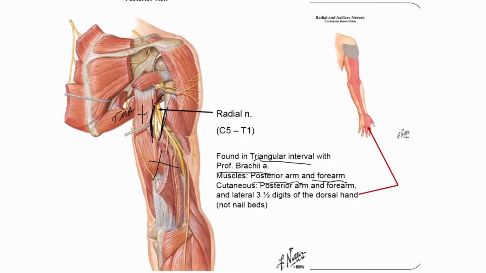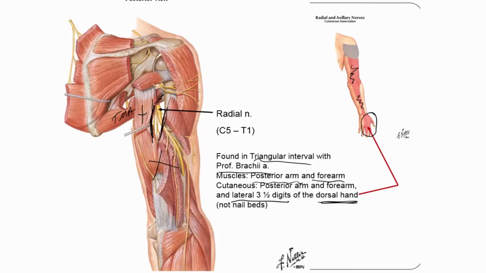So the cutaneous portion of the radial nerve will supply the posterior arm and posterior forearm skin, and importantly, it will go down to the dorsal aspect of the hand, where it will supply the skin of the lateral 3.5 digits. So posterior side, dorsal side, the back of the hand, lateral 3.5, in other words, the thumb, the index finger, the middle finger, and half of the ring finger, lateral side. But it does not supply the region of the nail beds.